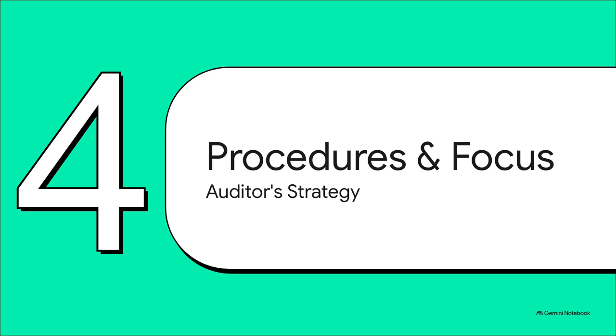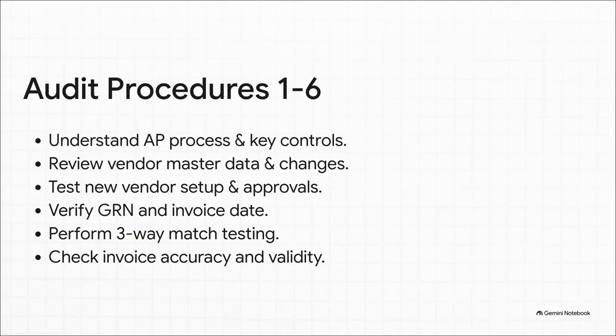Audit procedures, and 6. Areas to focus. Under 5, audit procedures, we meticulously execute the following. Understand AP process and key controls. Review vendor master data and changes. Test new vendor setup and approvals. Verify GRN and invoice date. Perform three-way match testing and check invoice accuracy and validity.